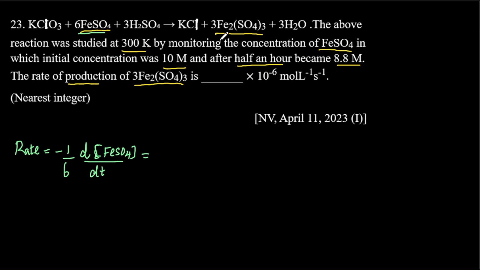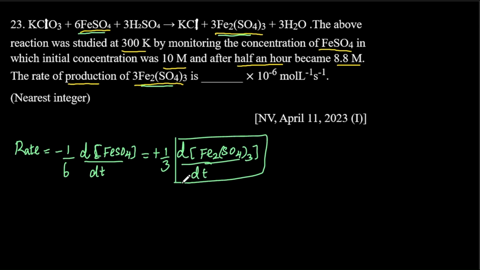So this is equal to formation of the product. Formation of the product is positive. And here the coefficient is 3. So 1 by 3 change in the concentration of the product Fe2(SO4)3 divided by change in time. Here you have to find the production of Fe2(SO4)3 only. So you have to find the value for this term. So let us rearrange this equation for that term.